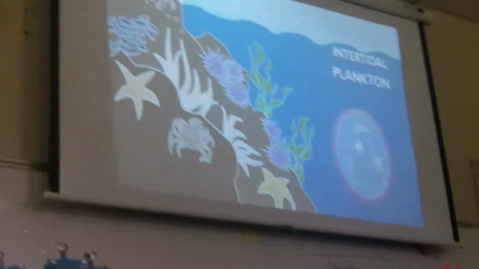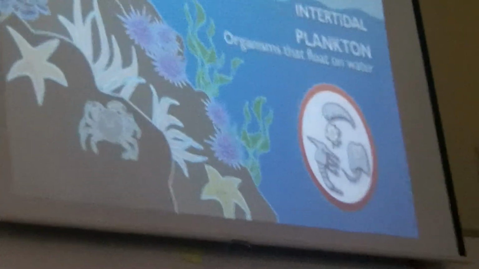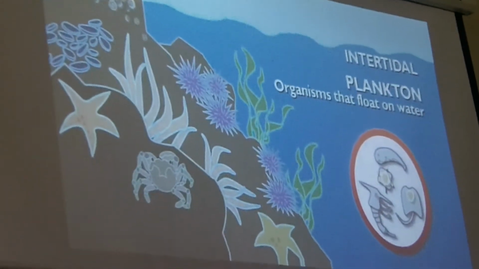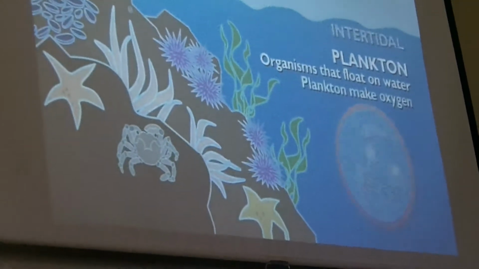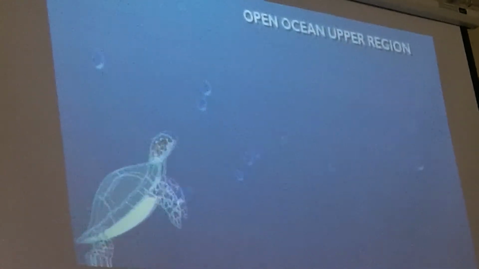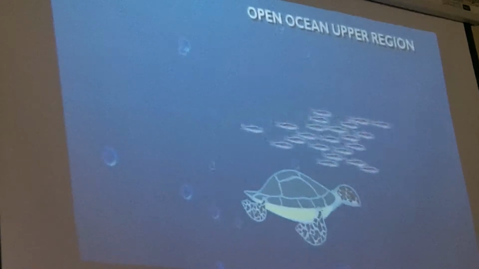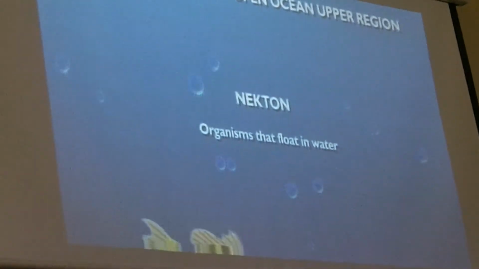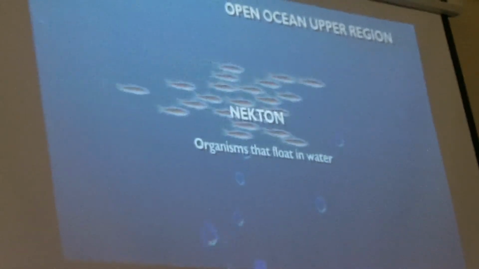So do plankton. Plankton? Plankton are organisms that float on water. They are very small, but very important. They make oxygen. Well, what about the other zones? Below the intertidal zone is the open ocean upper region. This is where most of the fish you know live, along with turtles, whales, and sharks. These are all called nekton. Nekton are organisms that swim in water.